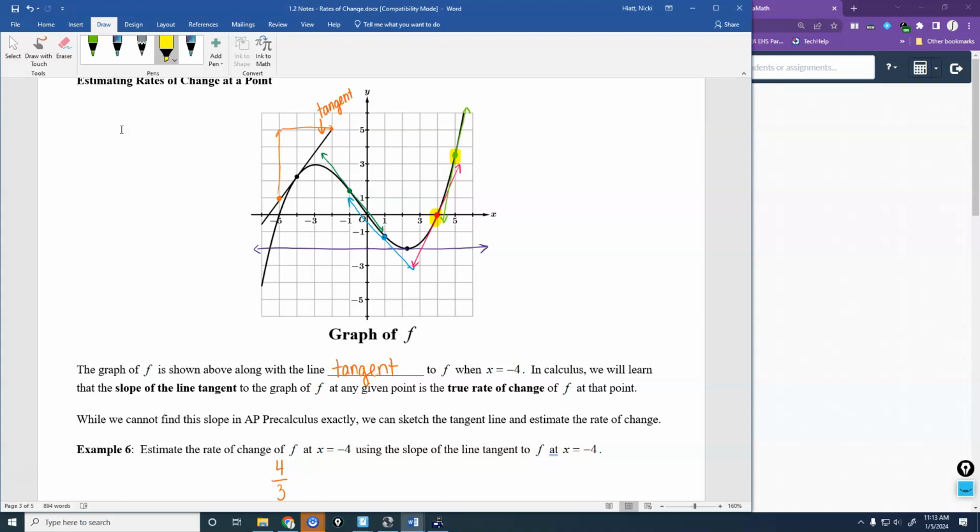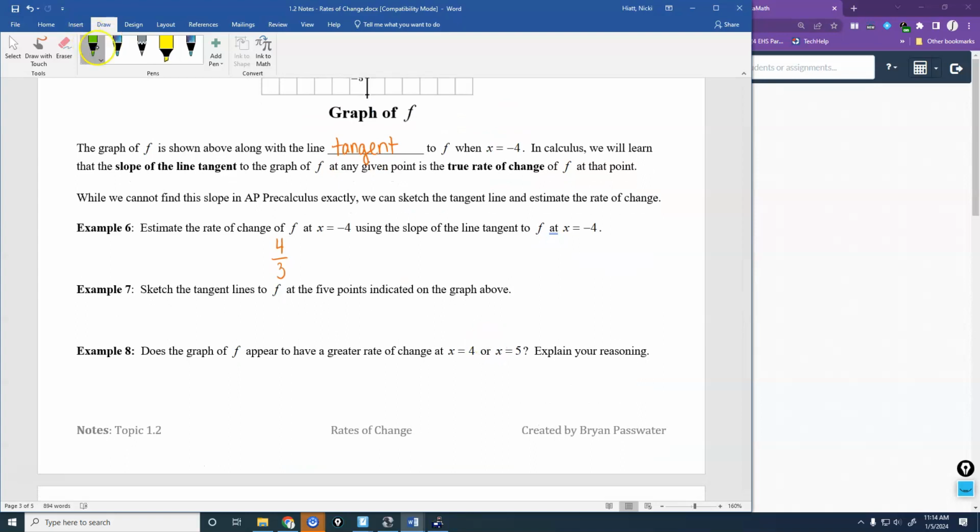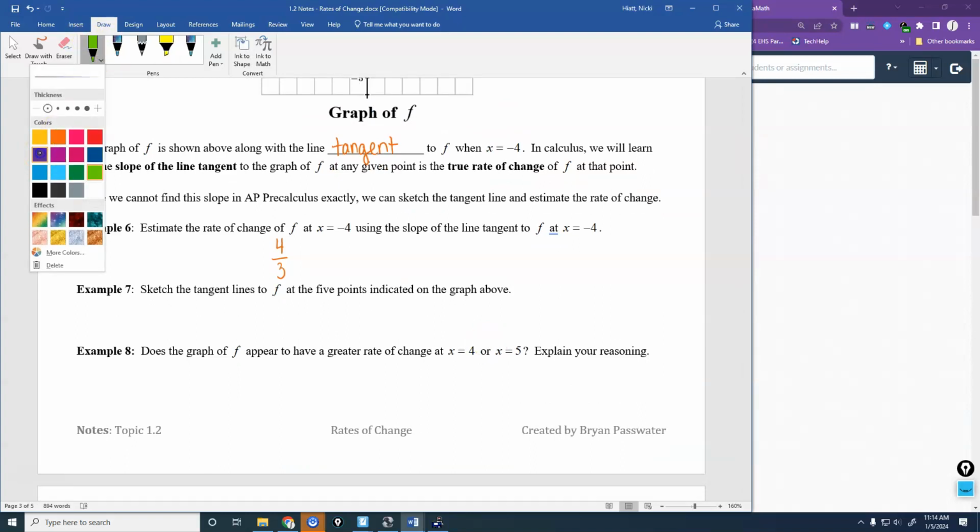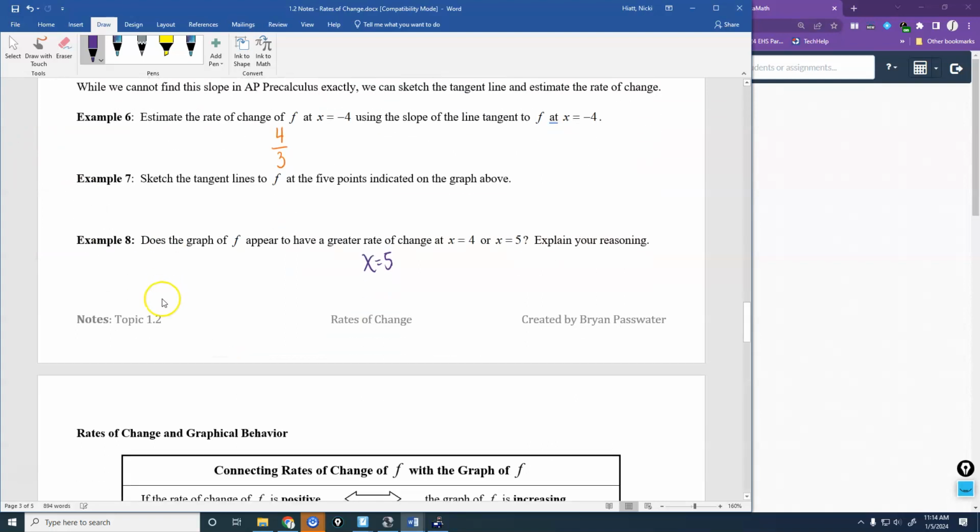It's very slight, but it's a little bit steeper, right? So we're thinking about which line is steeper in this case. And if you kind of think about what that graph looks like, this graph is concave up, so it's getting a little bit steeper there. So x equals 5 would be our answer for this one.